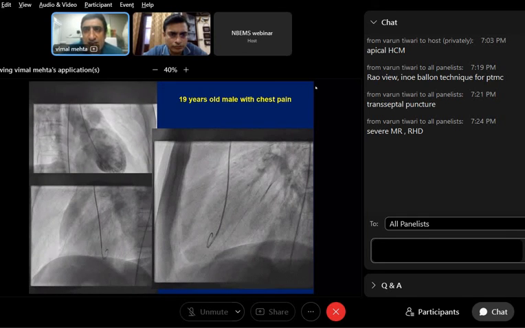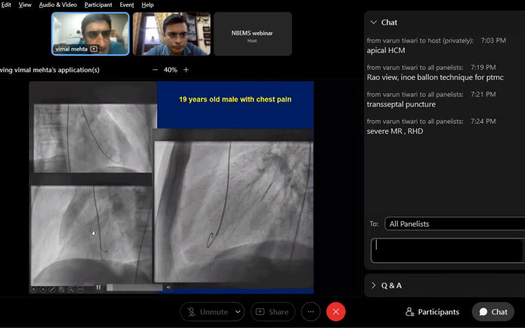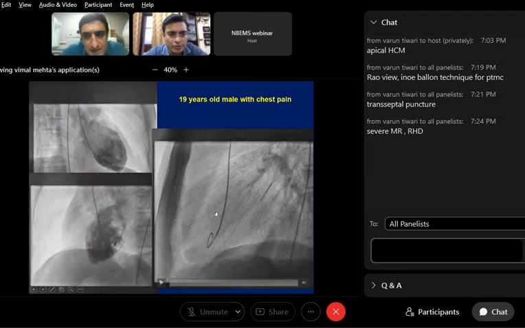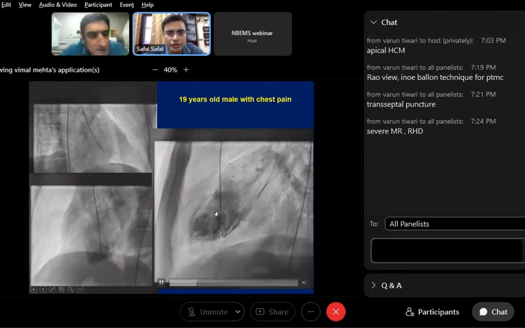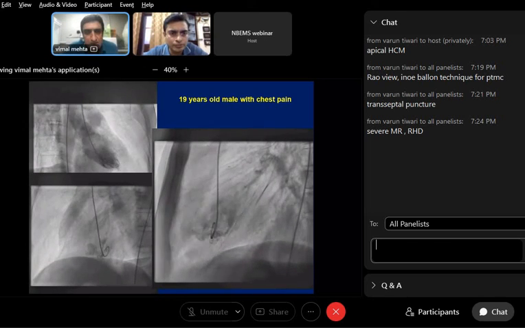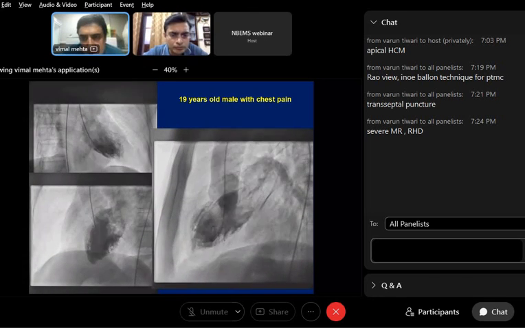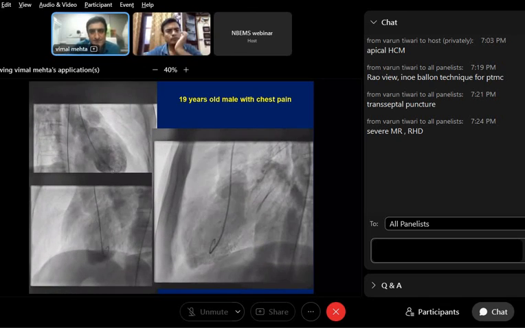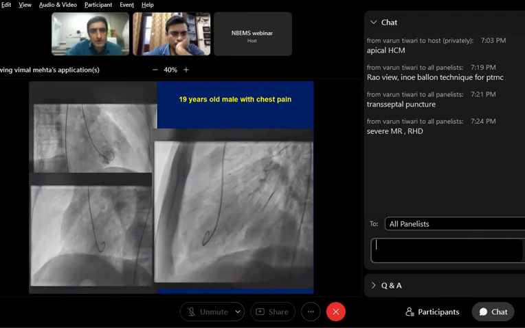So this is a 19-year-old male with chest pain. I think we keep this as the last spot, sir. We'll be running short of time. Yeah, this will be the last one. We'll cover it later on. So see it carefully.